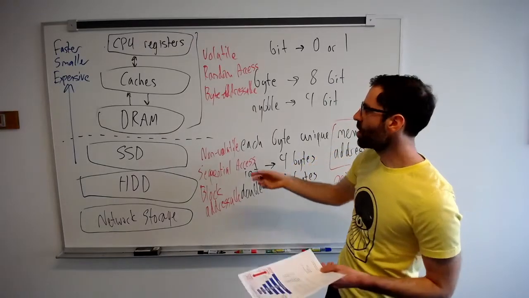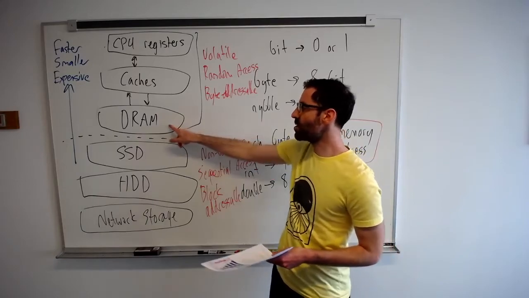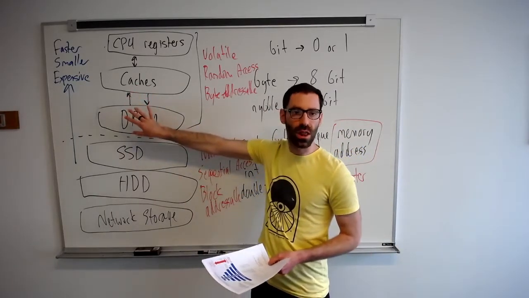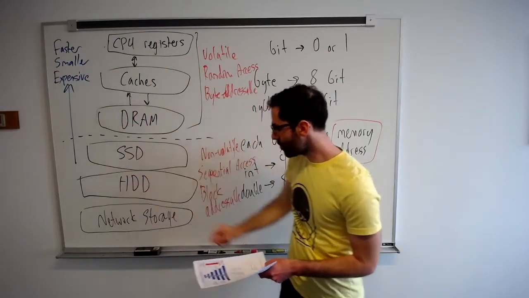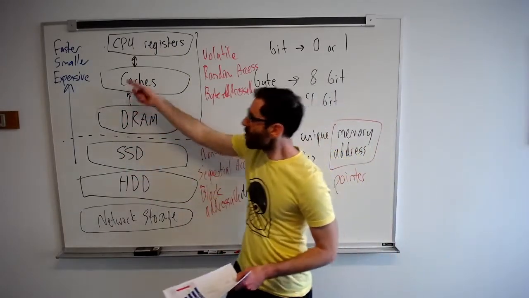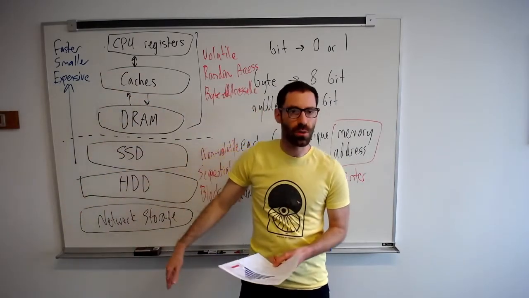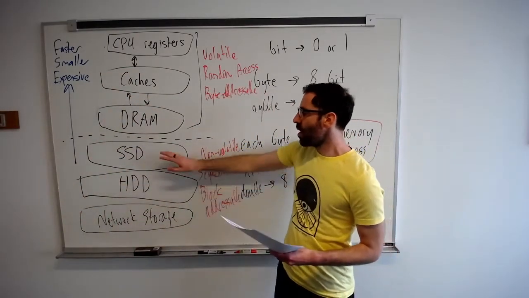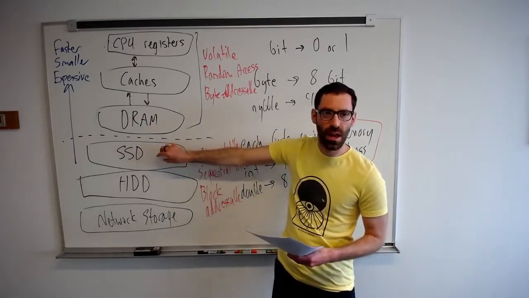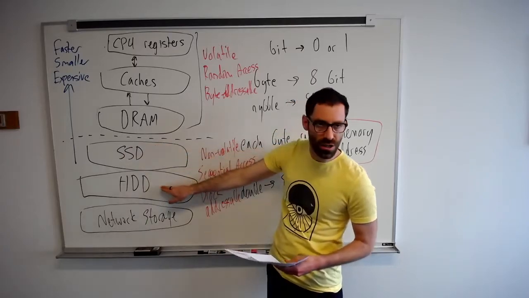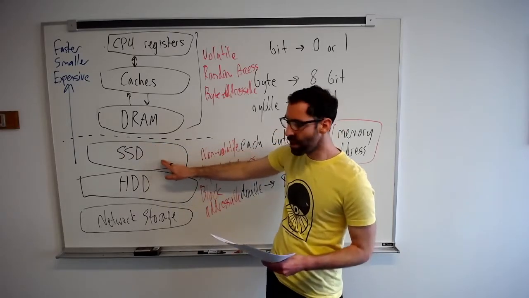That would be quite expensive, whereas DRAM is slower, but we can have a lot more of it. And conversely, as you go down in the hierarchy, you get slower, larger, and cheaper. The solid state drive is more expensive but faster than the hard disk drive.